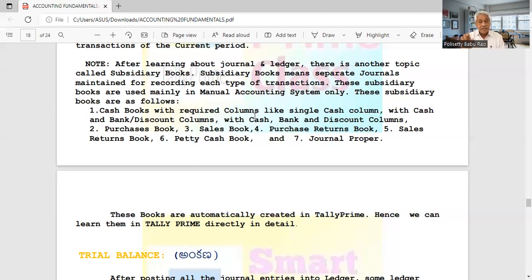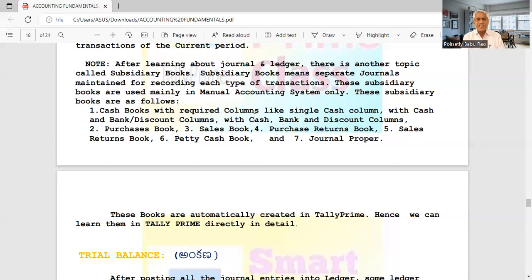And at the end of the month, only these cash and bank columns will be balanced and carried down. But the discount column, on the debit side we total, and on the credit side we total. The total amount is entered in the discount account in the ledger. We maintain the discount account. On the debit side total we write 'To Sundries' because this discount is not from one person, but from many persons, whose accounts we already entered. So it is called 'To Sundries'.